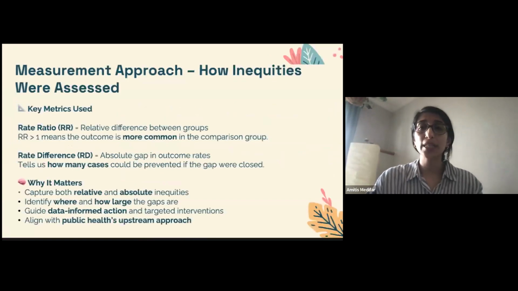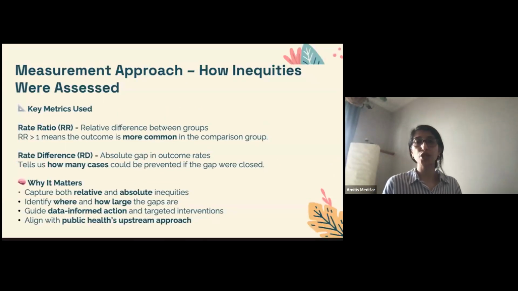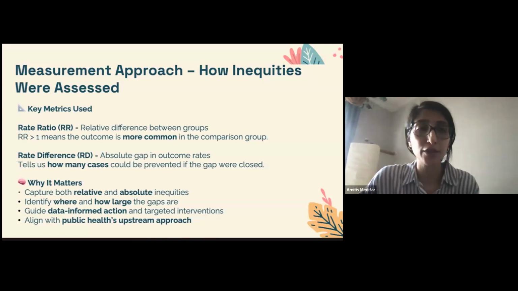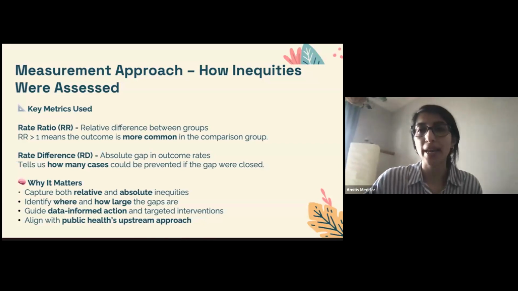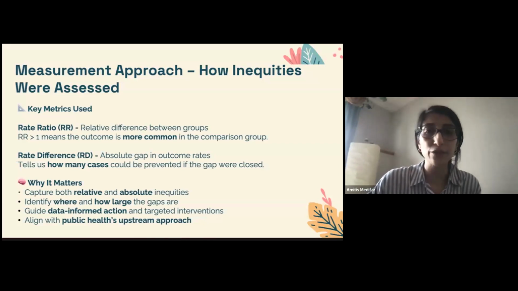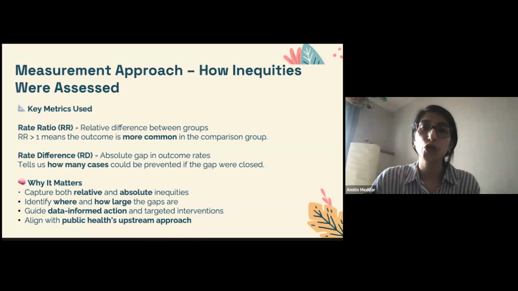To assess inequities, I use 2 key measures: rate ratio, which shows relative differences, how much more or less common an outcome is between groups, and rate difference, which shows absolute gaps, how many cases could be avoided if that gap didn't exist. Using both helps us understand not just where gaps exist, but how big they are, and that's essential for guiding action and planning upstream interventions.